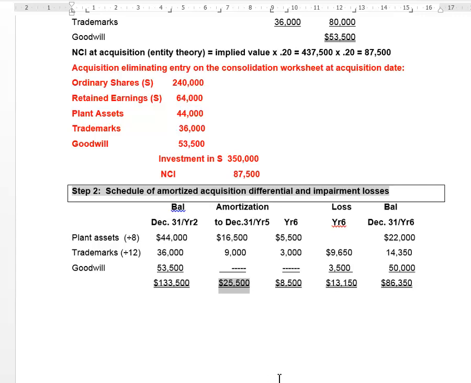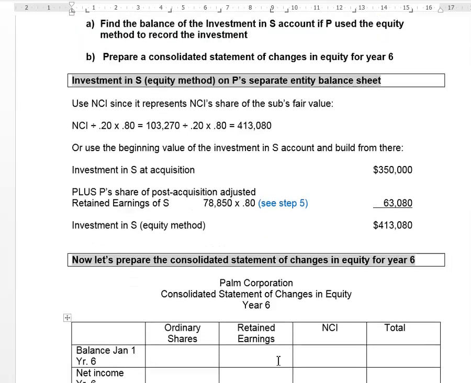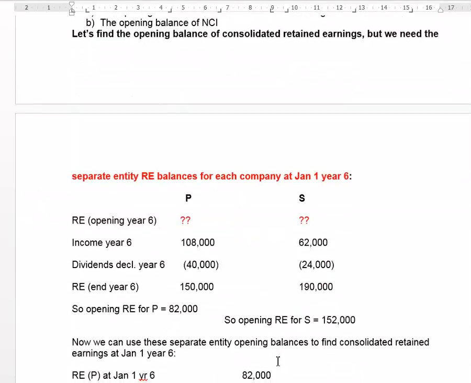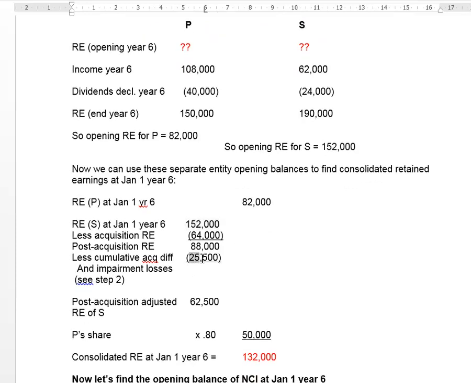Because we're starting at the beginning of year 6 with each separate entity's retained earnings, we don't see those adjustments there. So we have to adjust the separate entity balance that we have for the parent or for the sub by the amount to change it to a consolidated figure. If we deducted all of that extra amortization that we took, we'd get post-acquisition adjusted, again adjusted for the cumulative acquisition differential amounts and any impairment losses, which up to the end of year 5 we didn't have any, but if we did, we'd include them.